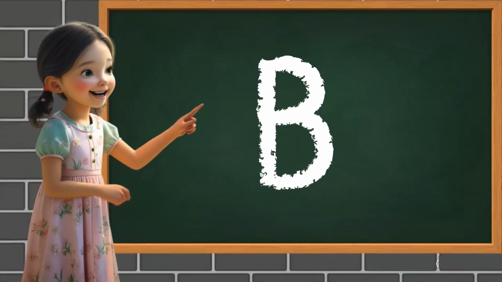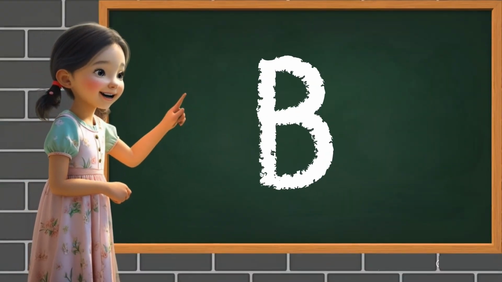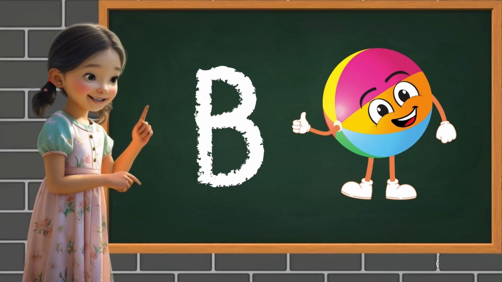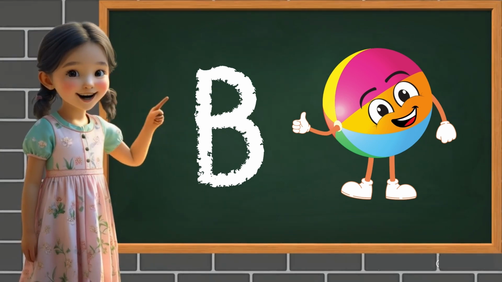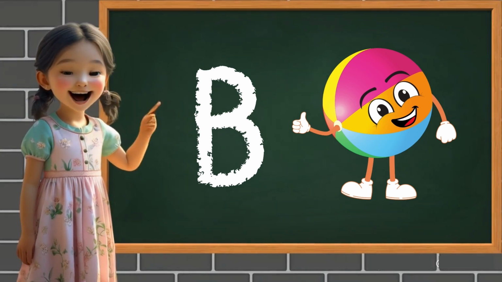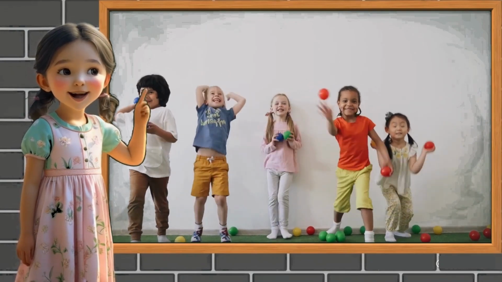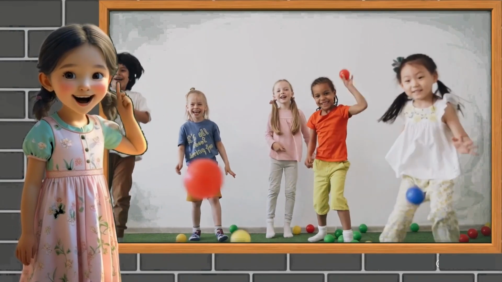The letter is B. You can say B. Now say B is for bull. B is for bull. Here you can see children playing with many balls.